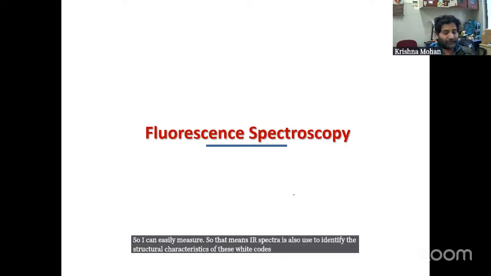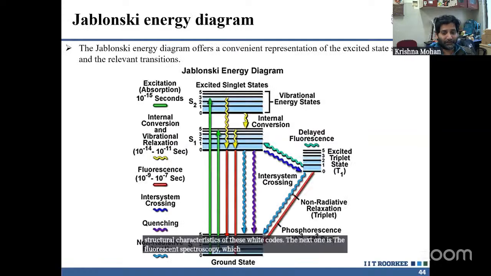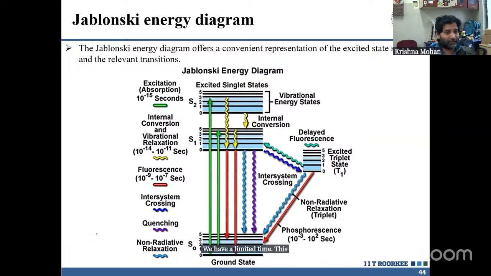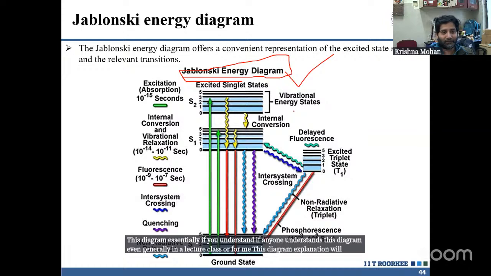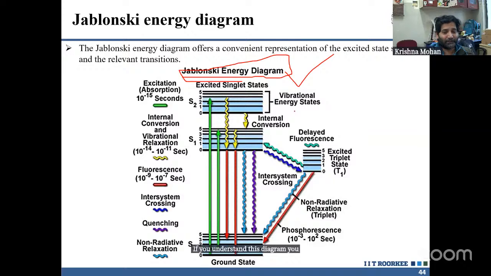The next one is the fluorescence spectroscopy, which is the third one of the electronic transition. As I told you, I don't explain this completely, since we have limited time. This is called the Jablonski diagram. If anyone understands this diagram, even in a lecture class, for me, the explanation will take at least a couple of classes. If you understand this diagram, you know what essentially is happening theoretically in a system.